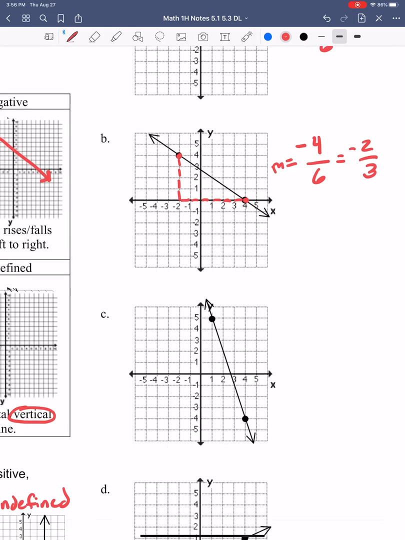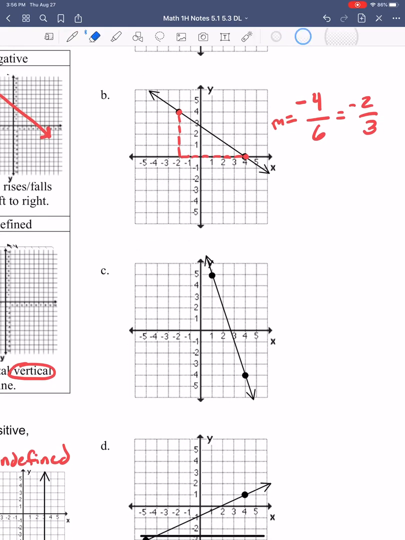And once again, letter C, same idea here. Starting on the left, always starting on the leftmost point. We're going down. Let's see. Looks like we're going down 1, 2, 3, 4, 5, 6, 7, 8, 9. So we're going down 9. So that's a -9. And then we're going over 1, 2, 3. So my run is just 3, which would just give me a -3/1 as my slope, which we can just write as -3, of course.